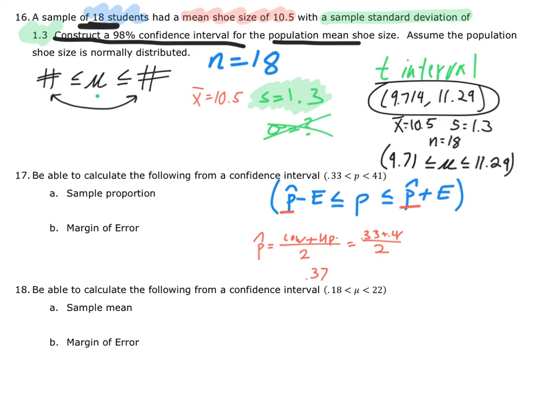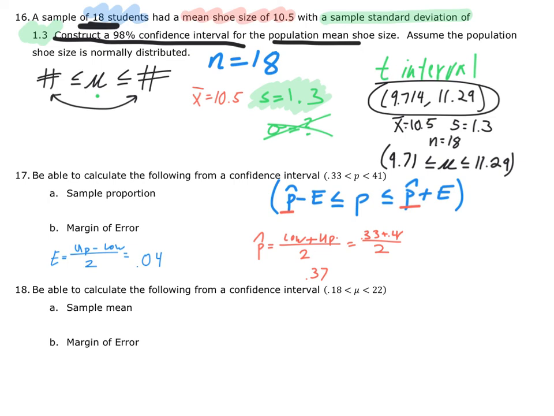To get the margin of error, it's a similar process. In this case, you just take the upper limit minus the lower limit and then divide by 2. So in this case, it's upper minus lower and then divide by 2. Here, that becomes 0.41 minus 0.33 divided by 2, and you get 0.04. Ultimately, that's a very quick calculation, and hopefully you can see where I got those really quickly.